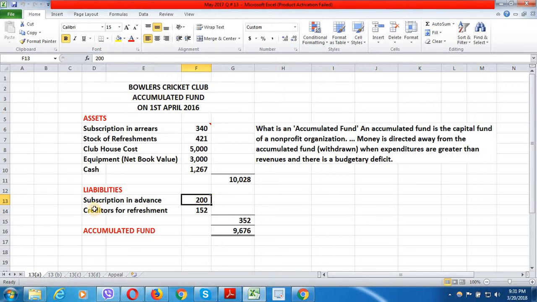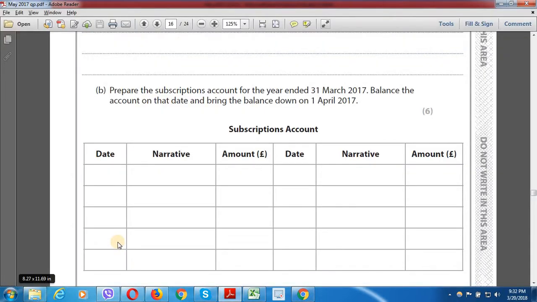Then comes creditors for refreshments 152. If you add the assets figure, you will get 10028, and if you add the liabilities figure, you will get 352, and if you deduct liabilities from assets, you will get accumulated fund 9676 pounds. Clear? Next, in number B, it was asked to prepare the subscriptions account for the year ended 31st March 2017 and to balance the account on that date and to bring the balance down to 1st April 2017.